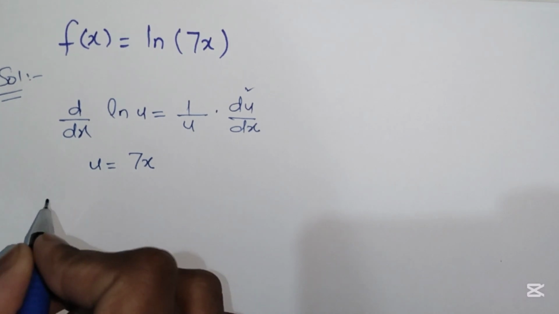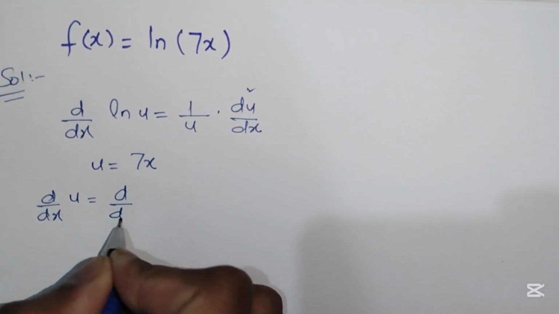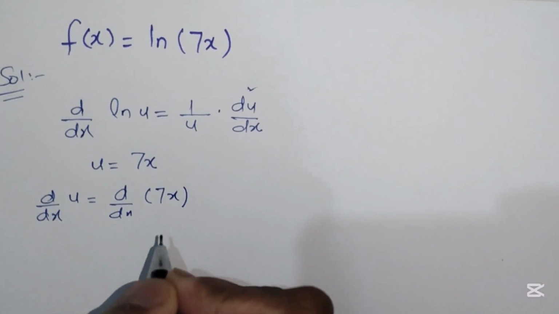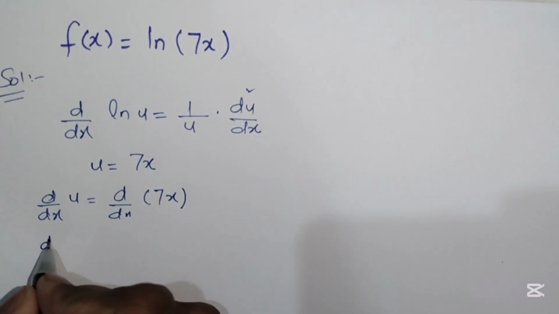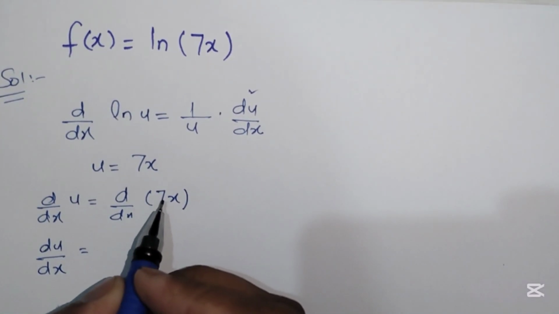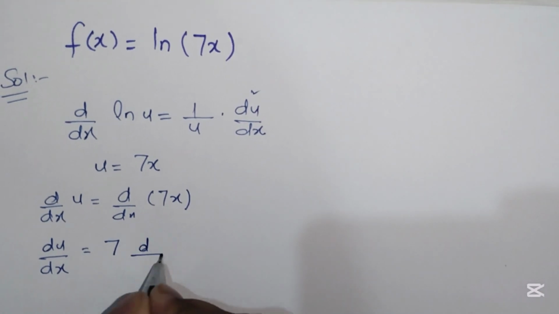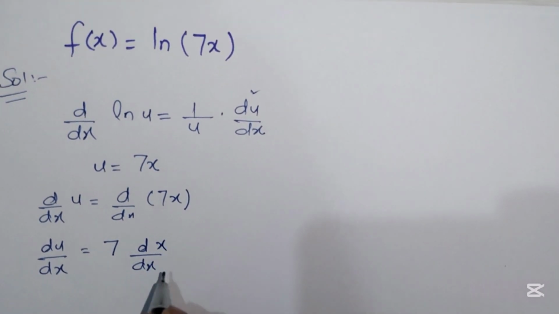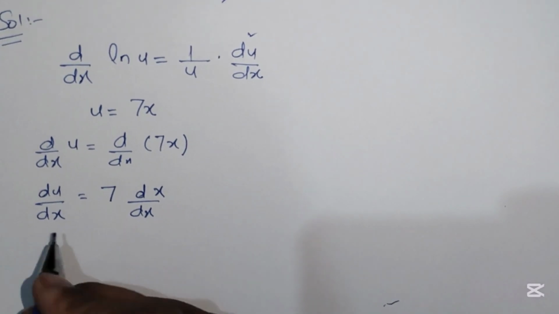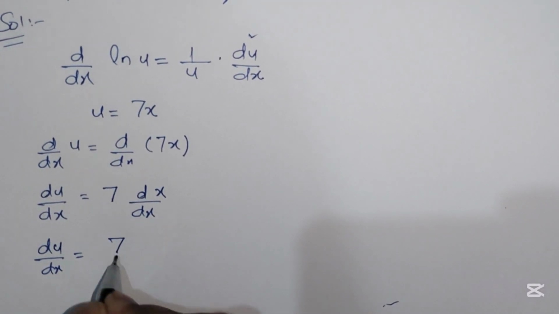So taking the derivative d by dx on both sides, d by dx of 7x. du by dx equals, if 7 is constant, it can become a coefficient, 7 into d by dx of x. d by dx of x is 1, so du by dx equals 7.